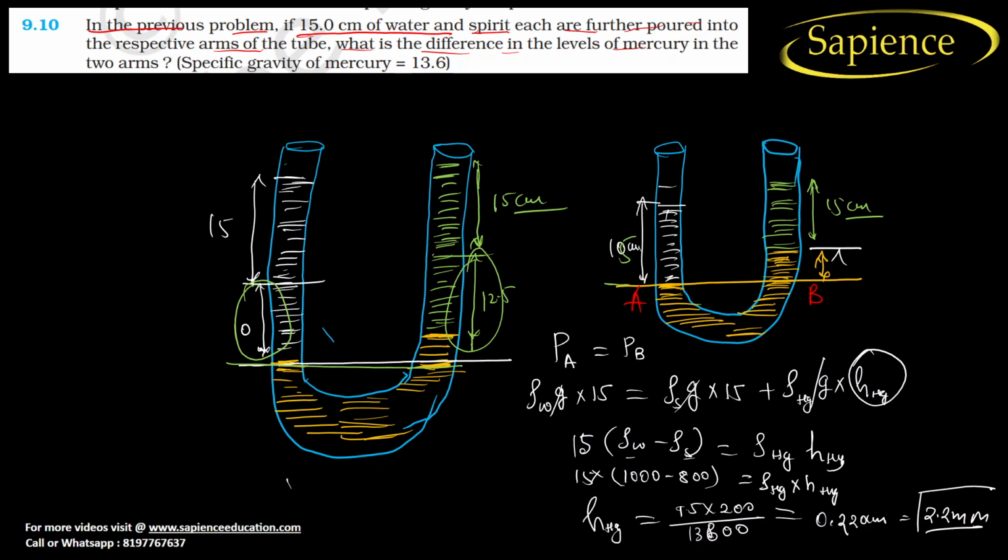So this is the required answer. There is a rise in the level of the mercury on one side of 2.2 mm. I hope you have understood this question.